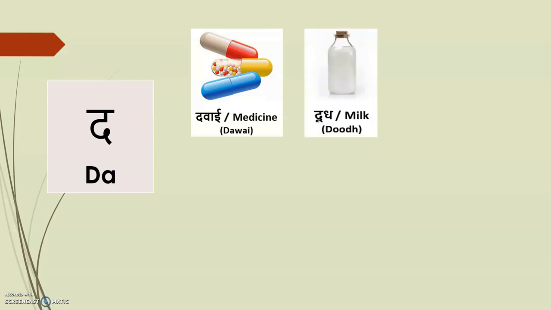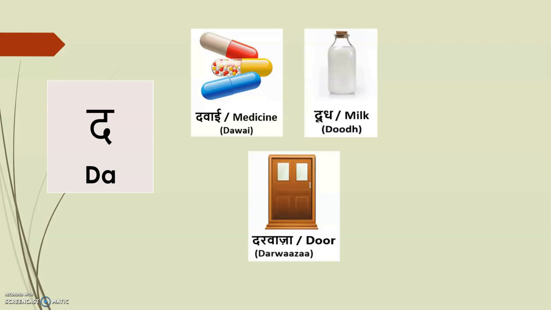Now in the next picture, we can see a bottle of milk. Milk in Hindi is called doodh. If we go to the third picture, we can see a door. Door in Hindi is called darwaza.